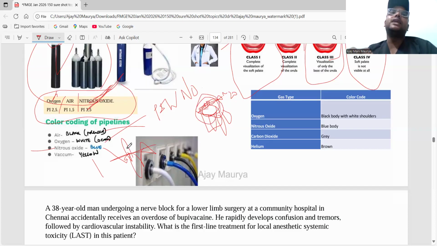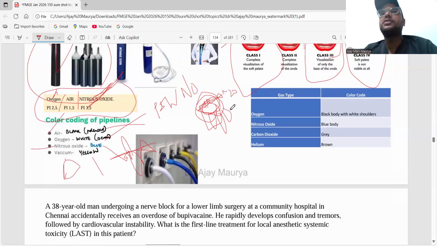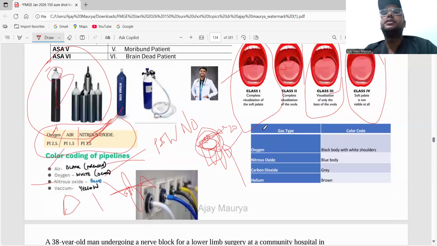Vacuum yellow. Air: on the chest X-ray, air will be black color only, so remember that. Oxygen is white: a black body with white shoulder. Nitrous is a blue body, carbon dioxide is a gray body, and helium is brown. Okay, done.